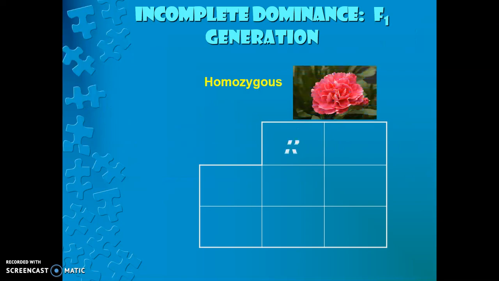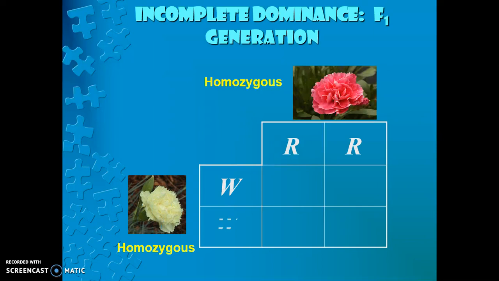Okay, an example of a plant that does this is carnations. Carnations can be red, they can be white, or they can be pink. So if you think red and white, if they blend together, they make pink. This is incomplete dominance. So if I tell you that you have a red carnation, then it must be big R, because it's incomplete dominance. You can have a white flower, WW.